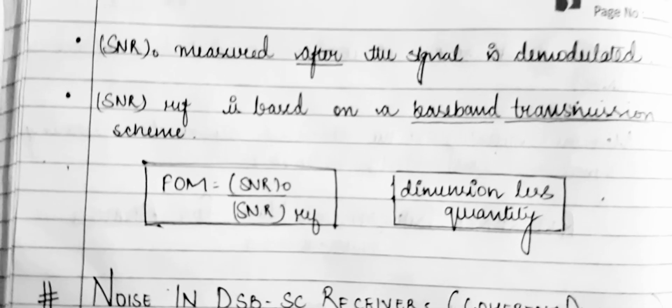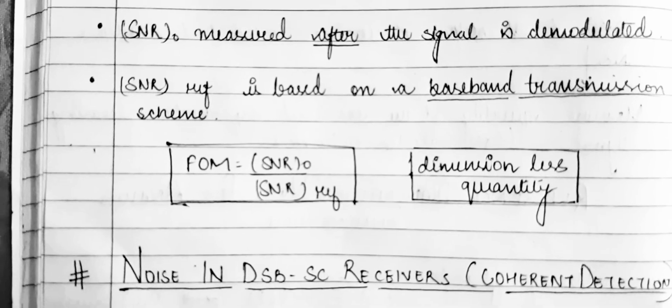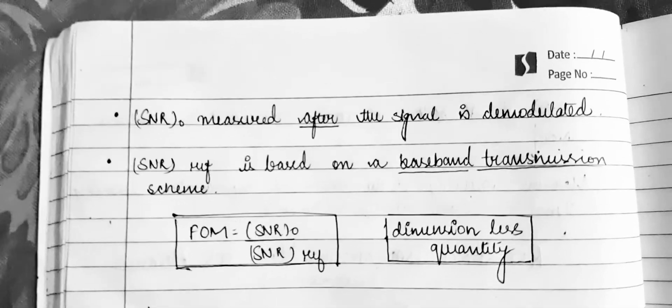So this was all about the noise performance. In the next lecture we'll discuss the noise in a double sideband receiver.